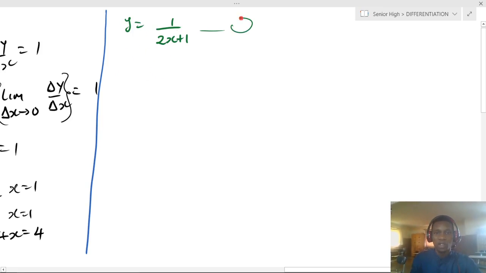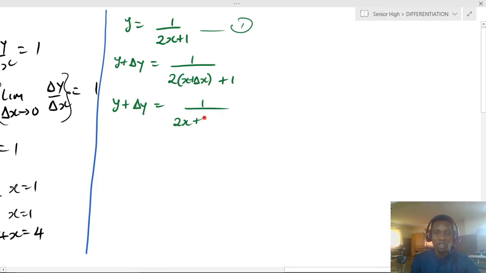Now, this is also our equation 1, right? And then we can take our y plus change in y is equal to what? Anywhere you see your x, you put it as 2 bracket x plus change in x, plus 1. Let's open this first before we call it our equation. y plus change in y is equal to 1 over 2x plus 2 delta x plus 1. And let's call this our equation 2.